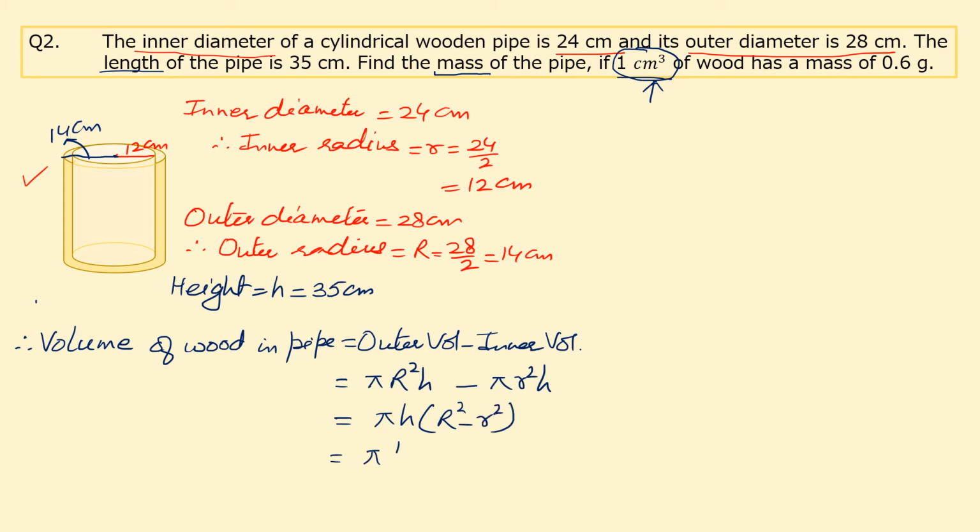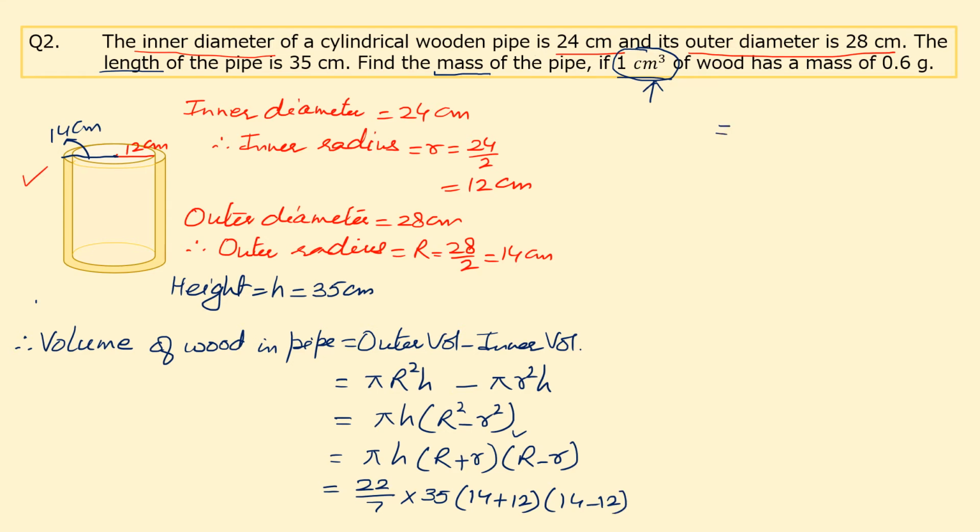If you want to make your calculation easier, what you can do, you can apply here the identity a square minus b square, which is equal to a plus b, a minus b. There is no compulsion that you have to apply the identity. If you are comfortable, please apply the identity. It will make your calculations easier. Now I am substituting the values. Capital R is 14, small r is 12.